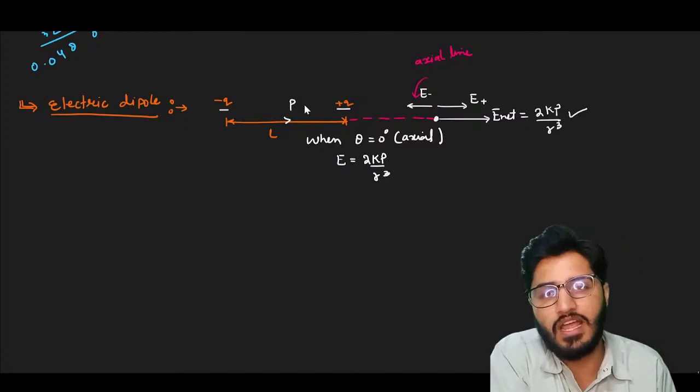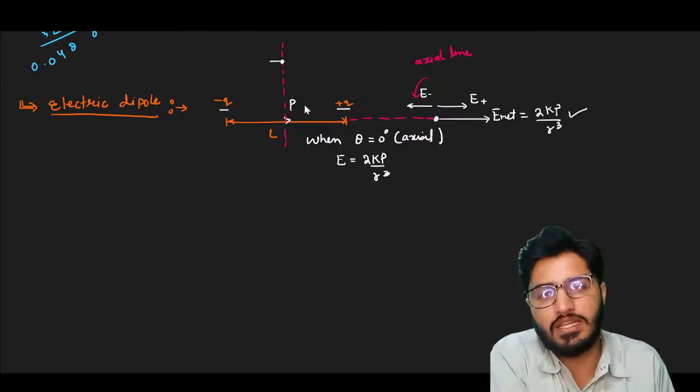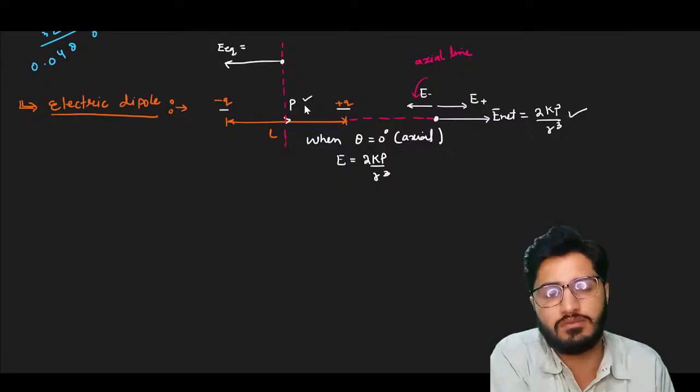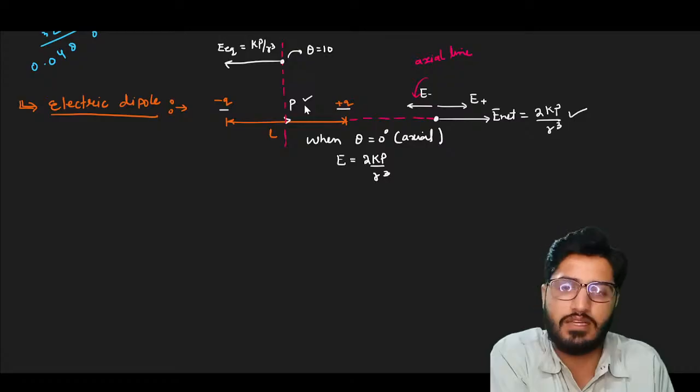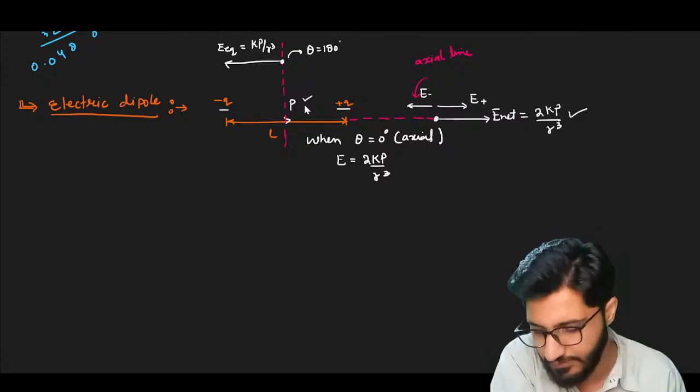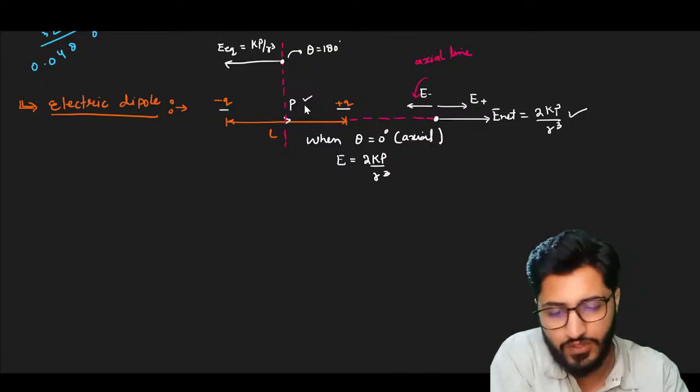And if we derive it for the equatorial position, this is my equatorial position. Here we get E equatorial, which is opposite to my P, the electric dipole moment. It is kp by r cube. Here angle theta is equal to 180 degree. I guess we know this thing very well.